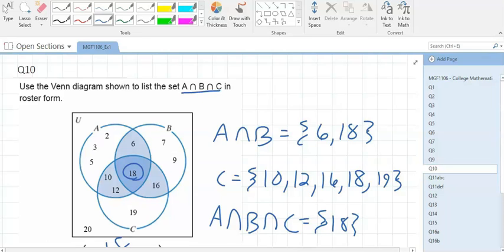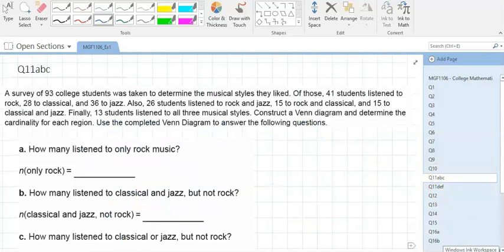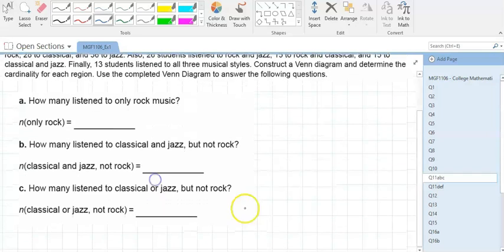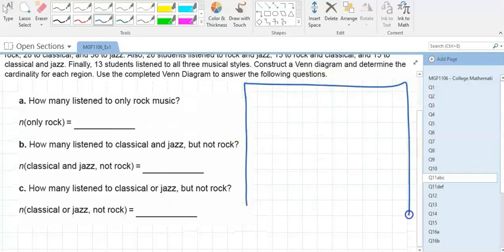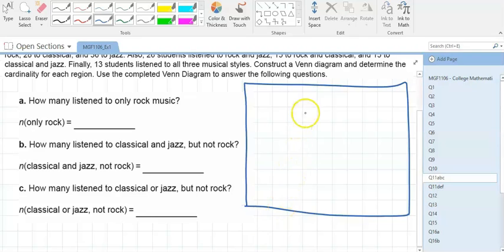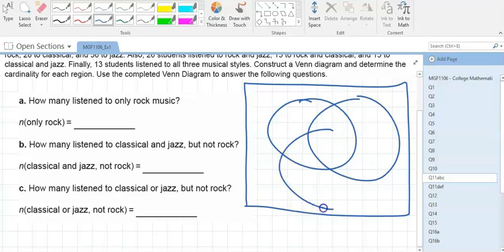All right. So last question from all of chapter 2. And it's a word problem, just like the word problems that you dealt with in class and on your assignment. It's all about rock, jazz, and classical. So, because we have 3 ideas, you have 3 circles. Rock, jazz, classical.